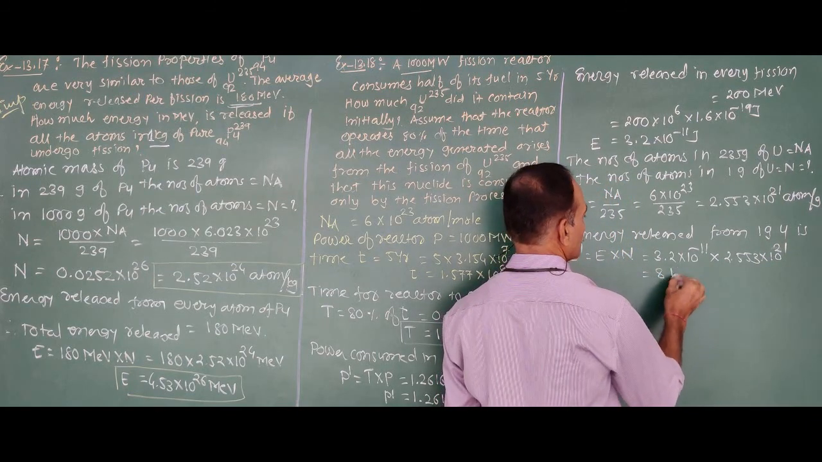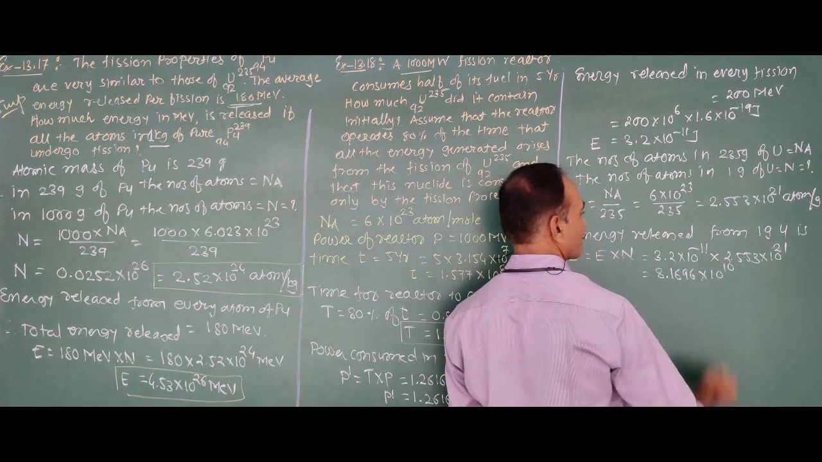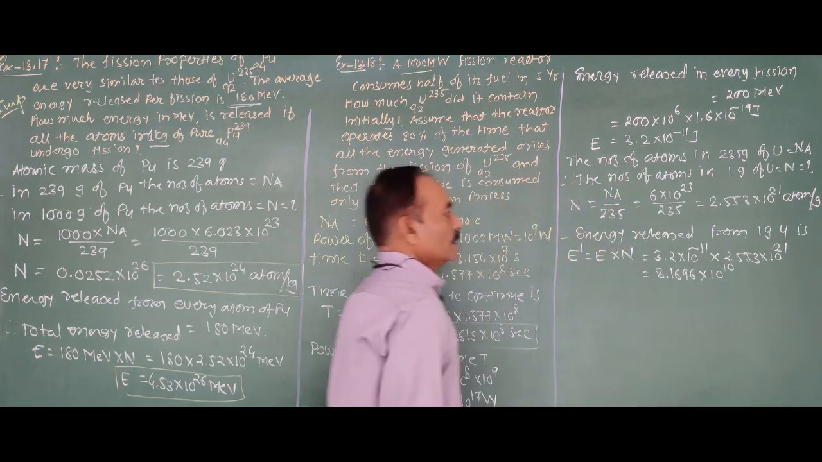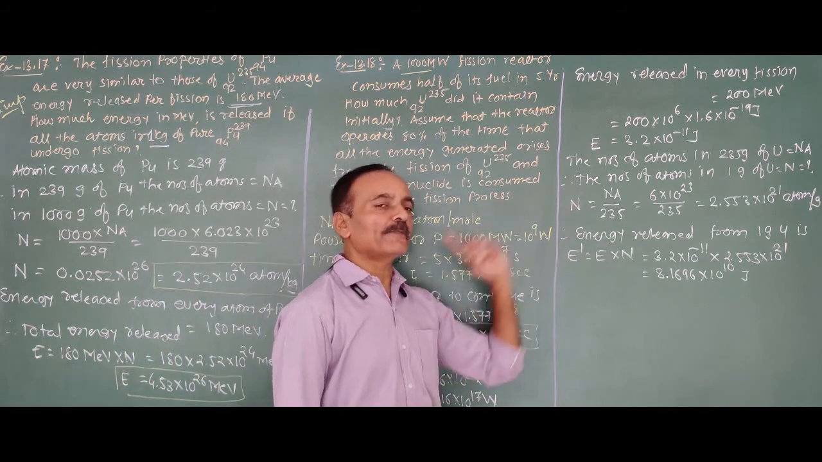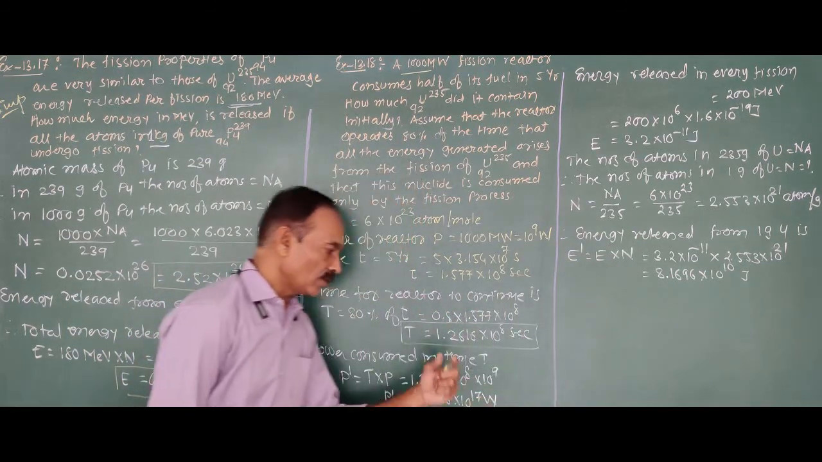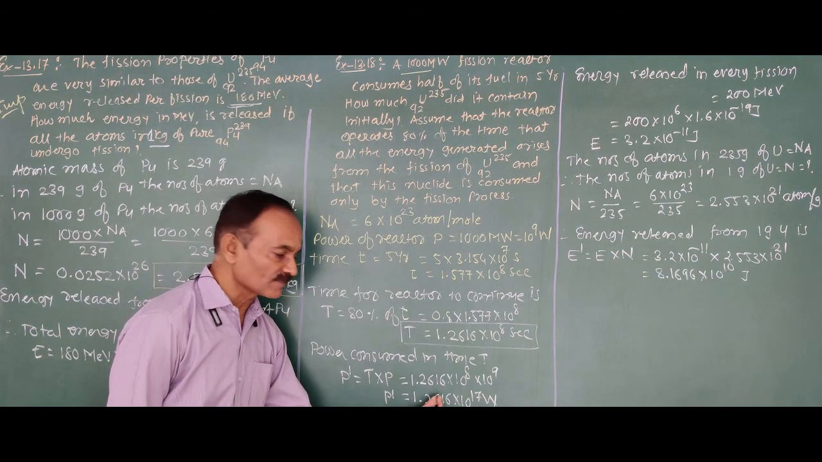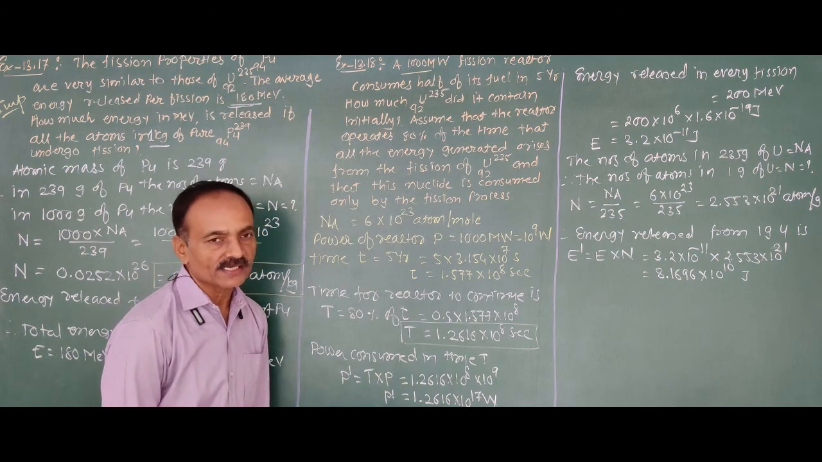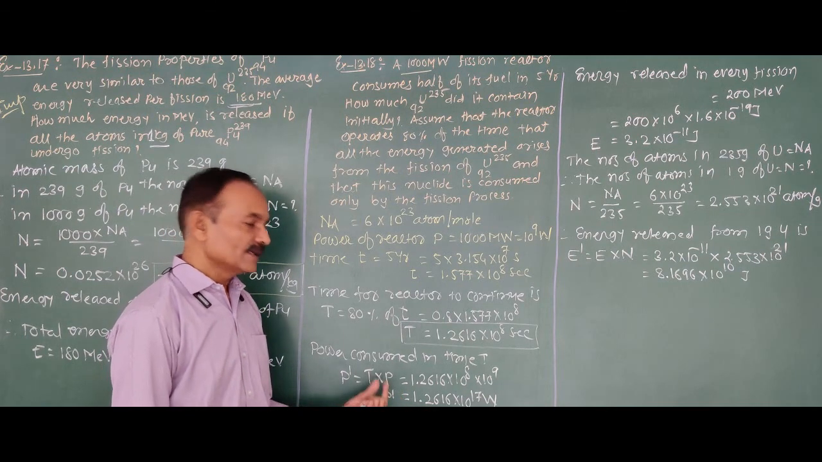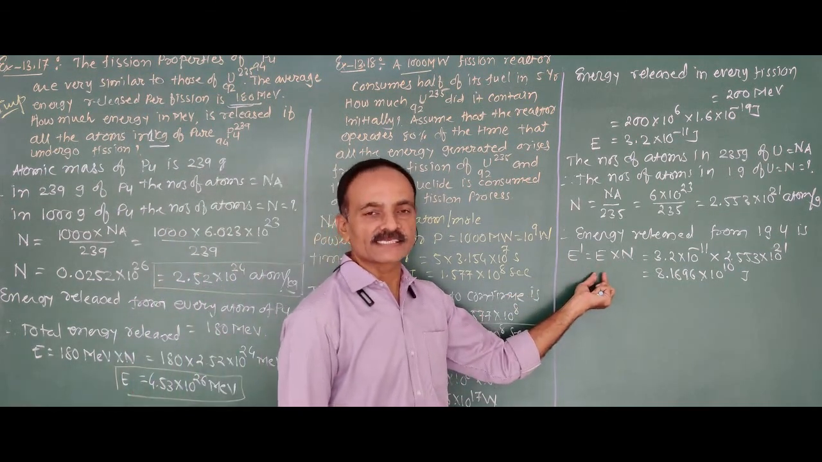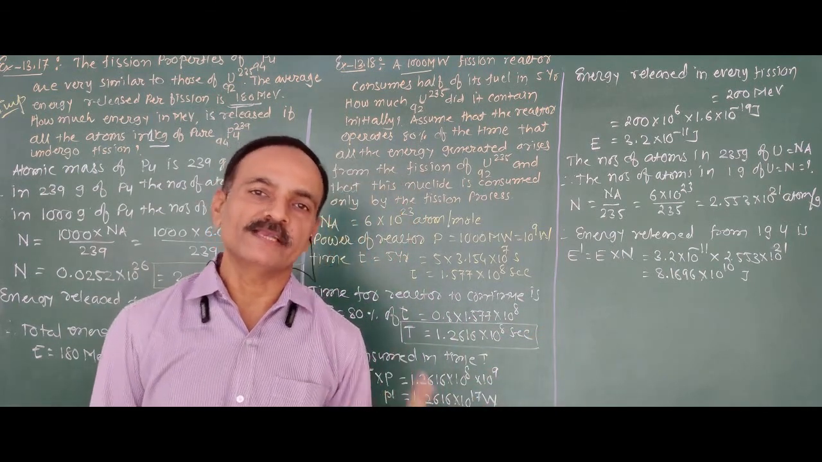Therefore, 8.1696 into 10 to the 10 joule energy is released. So due to 1 gram of uranium, that much energy is released. Now, the energy consumed by the reactor is 1.2616 into 10 to the 17 watt, that means joule per second. Taking the ratio of the energy consumed to the energy released by 1 gram of uranium, we can find out the quantity of uranium.